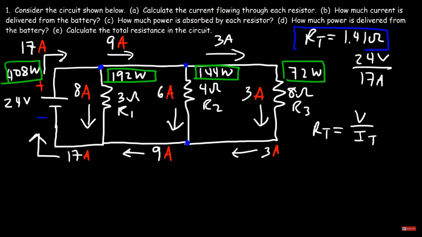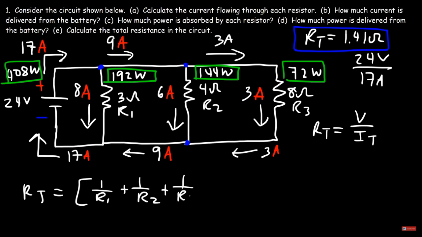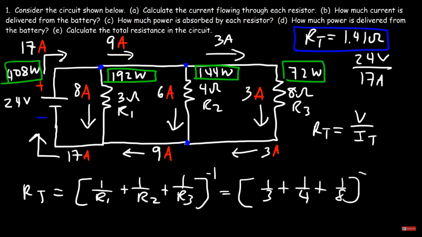Now let's get the same answer using this one. So it's going to be 1 divided by 1 over R1 plus 1 over R2 plus 1 over R3, raised to the negative 1. So it's 1 over 3 plus 1 over 4 plus 1 over 8. And this will give the same answer of 1.41 ohms.